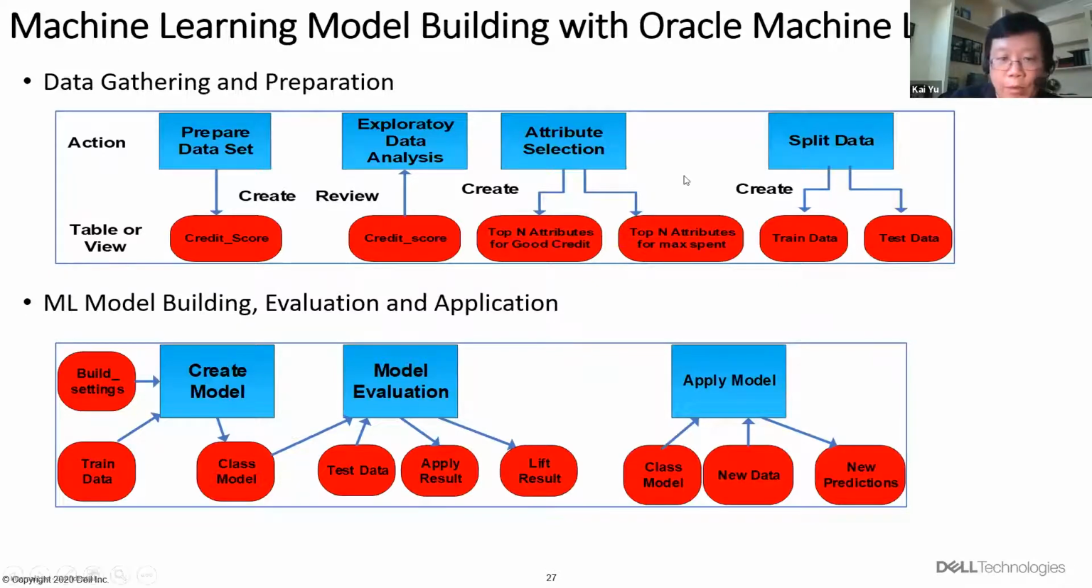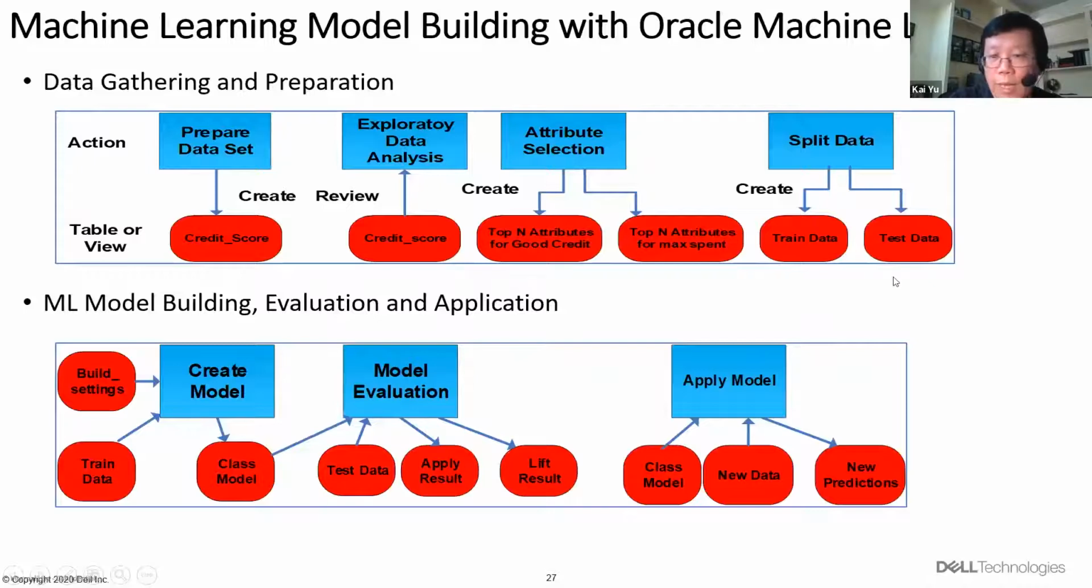Once we have this, the second phase is we take the training data and do some settings to tell the procedure which model, which algorithm you're going to use, and also the parameters for this algorithm. Then the DBMS data mining create model procedure will create a model and save the model in a table. Then after we create the model, we're going to evaluate how good this model is.